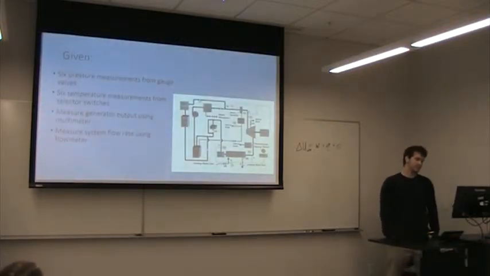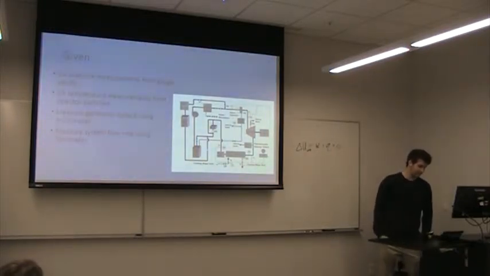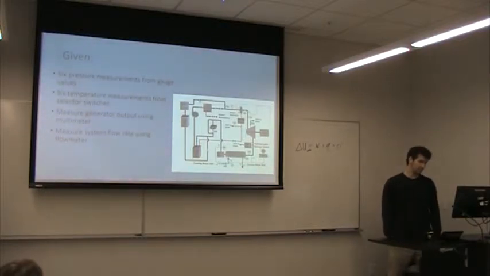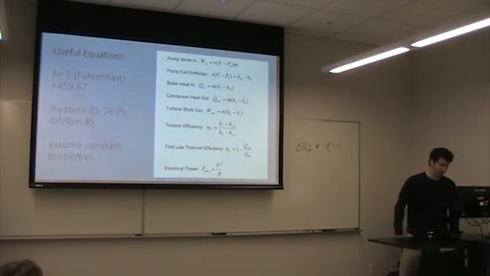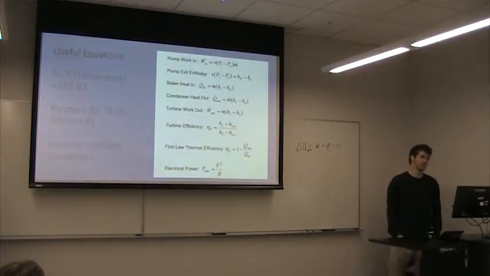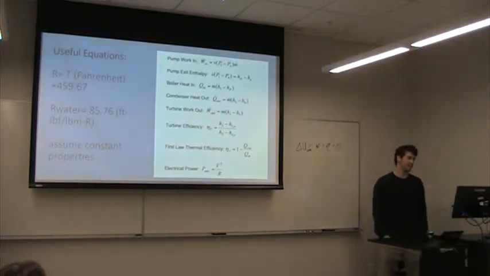So you're going to be getting the 6 pressure measurements from the gauge valves, the 6 temperature measurements from the selector switches. We're going to be given the generator output using the multimeter, and the system flow rate measured with the flow meter in the experiment. So these are just some useful equations. Remember to change to Rankine when you're doing all these.